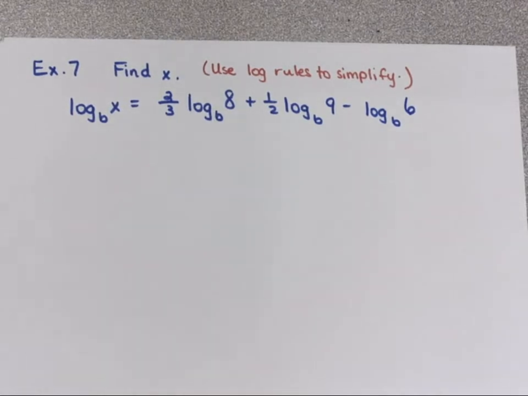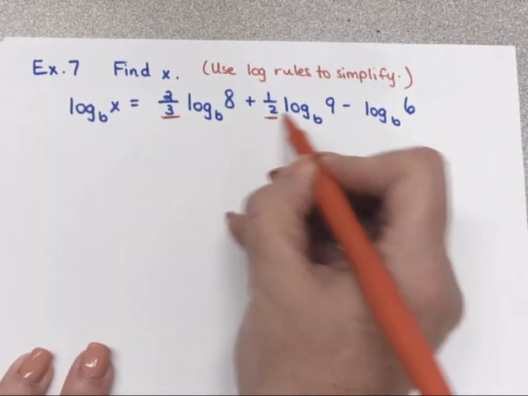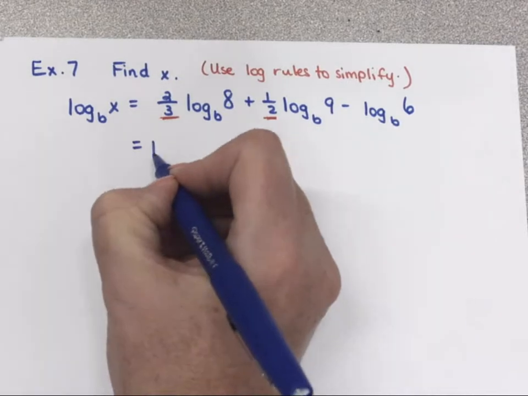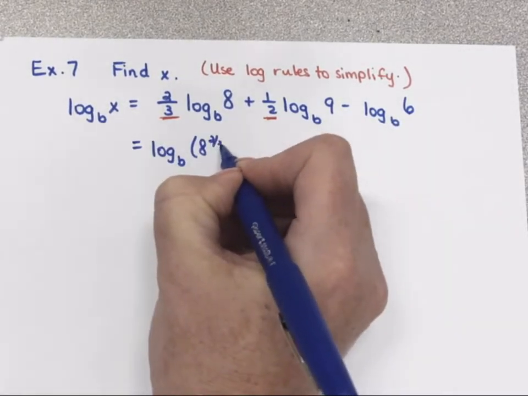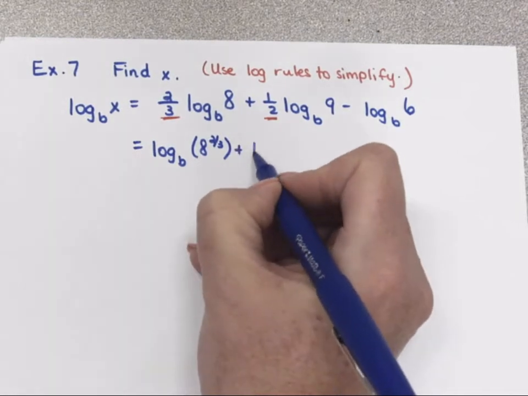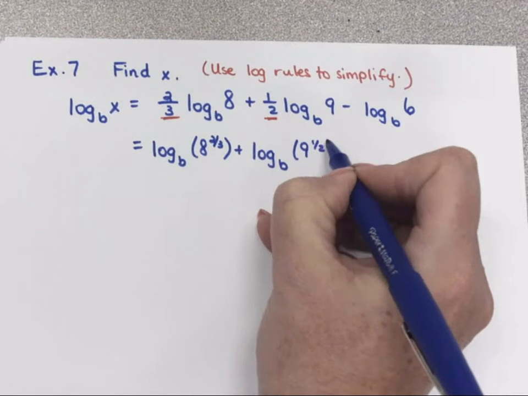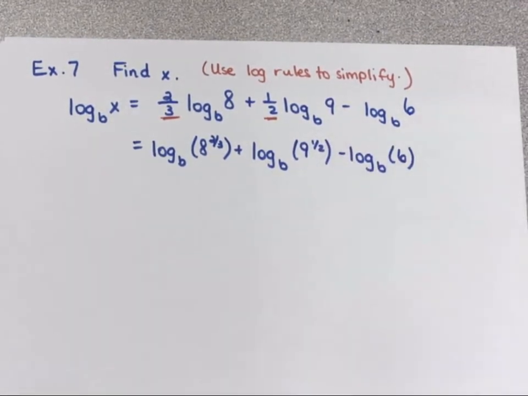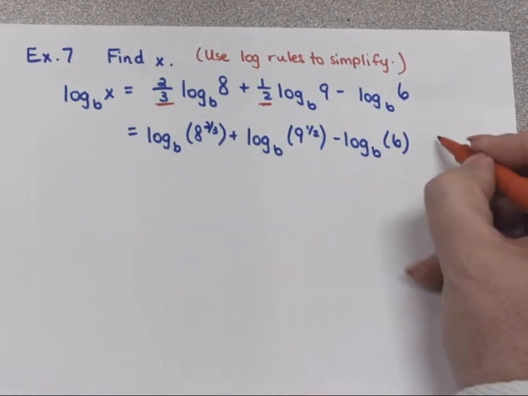Those 3 rules. The first rule we're going to look at is the power rule, because what does the power rule say I can do with those numbers in front? I can write them in the exponent spot, right? So this is the same as the log base b of 8 to the 2/3 power. And this is the same as log base b of 9 to the 1/2 power. Notice nothing happens with this log base b of 6. The rule I used here was power rule.